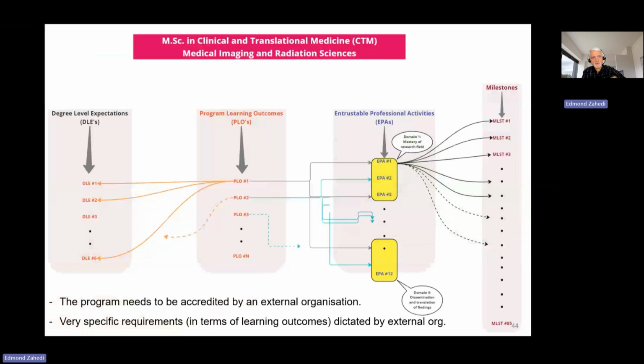Let's move on to another program. This is the MSc in Clinical and Translational Medicine that we started. On the left-hand side, you have degree level expectations that are connected to the program learning outcomes. On the right-hand side, you have entrustable professional activities. This is how they call this. It's not objective, it's not outcome, it's entrustable professional activities. And they have 12 domains, and each domain declines into milestones. And finally, at the end of the day, they have 85 milestones.